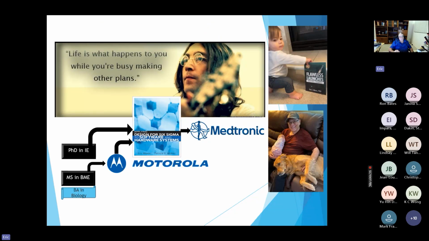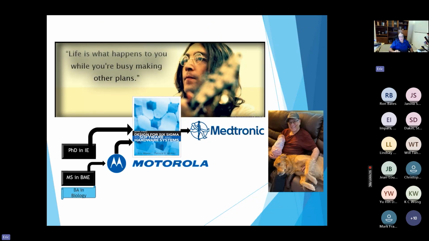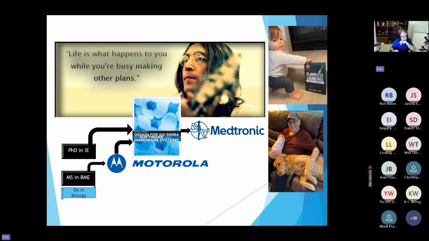And I retired and wrote that book, Flawless Launches. There's my granddaughter. The week I retired from Medtronic was the same week my granddaughter was born. There you see me with my granddaughter and her dog, Sophia. So I like to say I was promoted from senior director to grandpa. Then a year later, I had my book written. So there she is at a year holding up my book, Flawless Launches, Profitable Products.